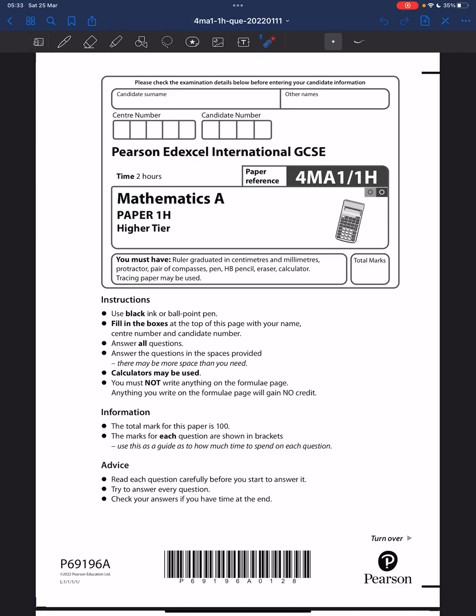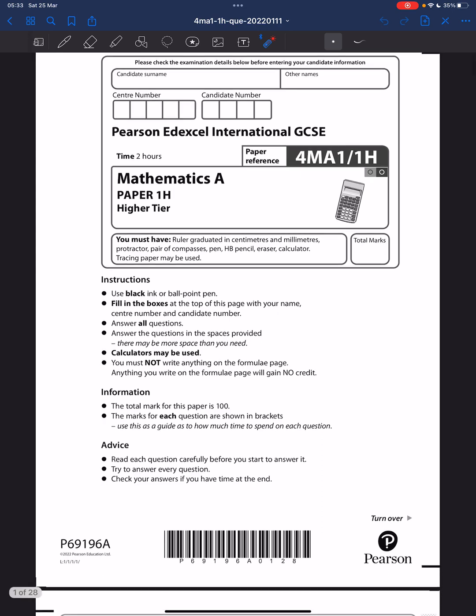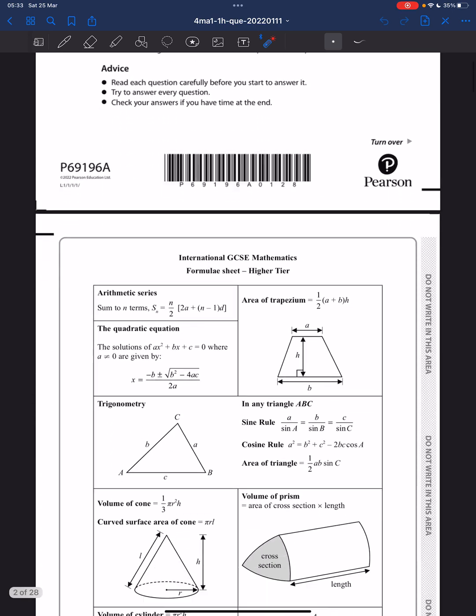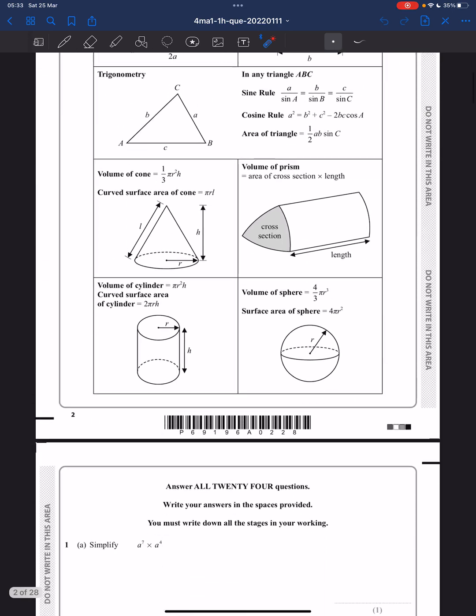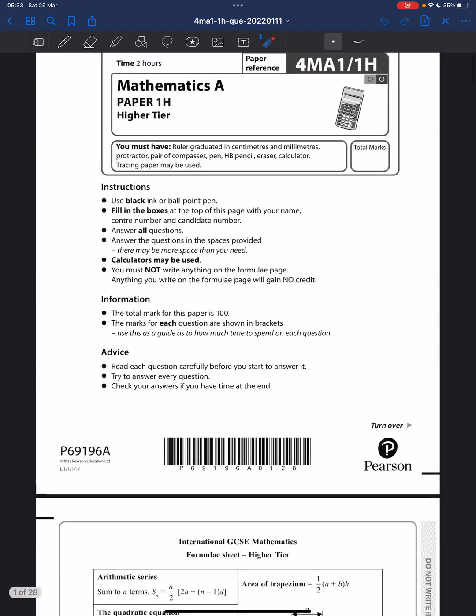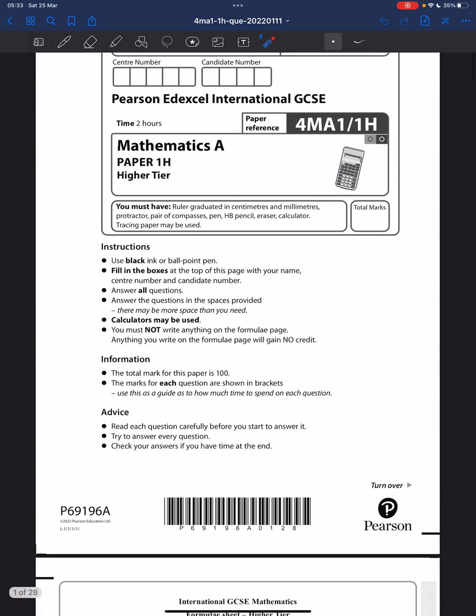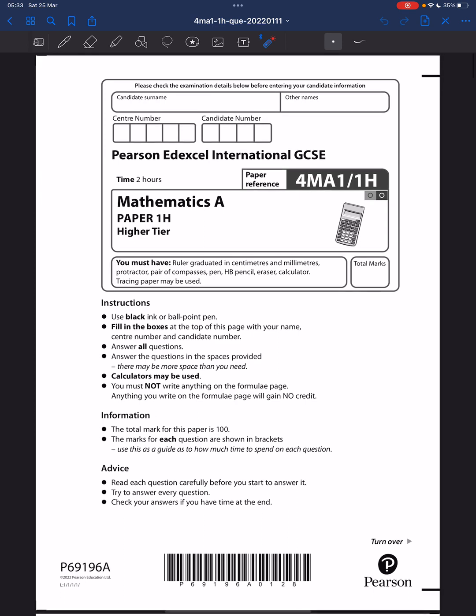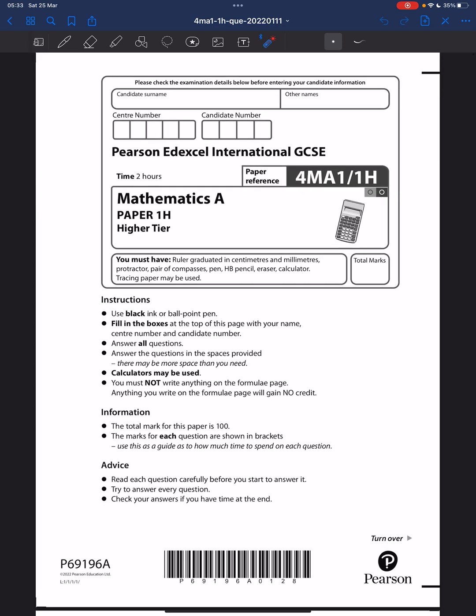Edexcel IGCSE, and it's from which year? I've seen it somewhere. Pretty certain. What year is it? Well, I'll put the year in the title when I... 2022. You can see it at the top. Yeah, it's 2022.